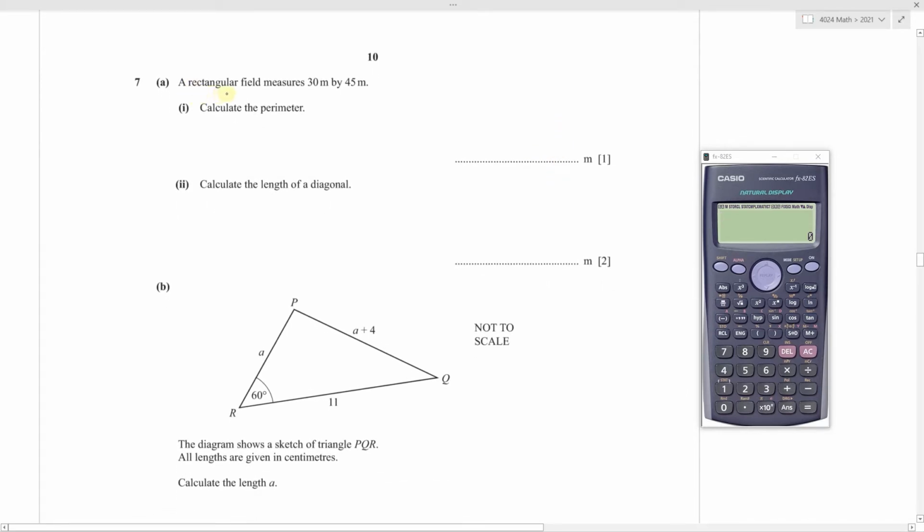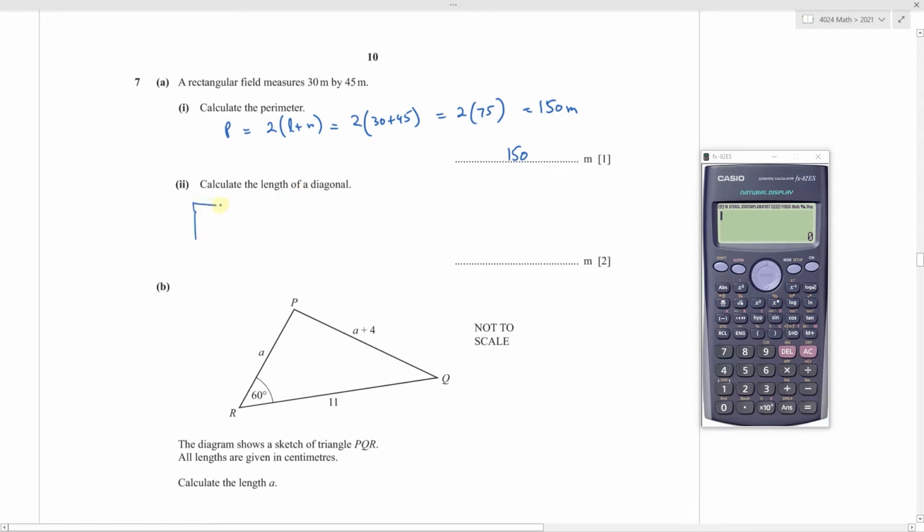Question number 7, part A. A rectangular field measures 30 meters by 45 meters. Calculate the perimeter. So perimeter P is 2 times length plus width. So 2 into 30 plus 45, 2 times 75, which is 150 meters. So 150 meters.